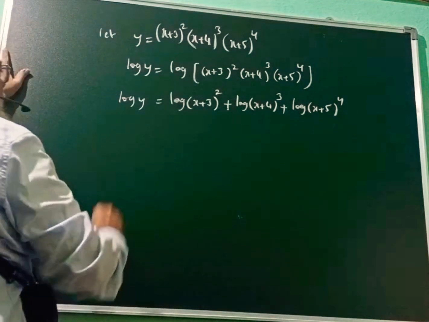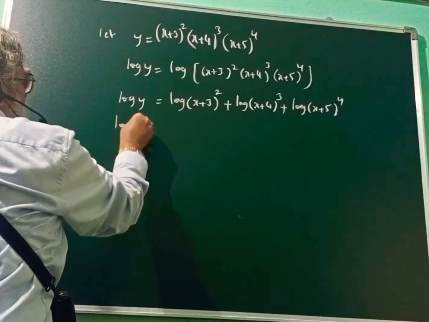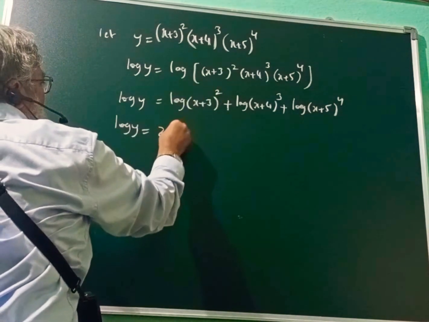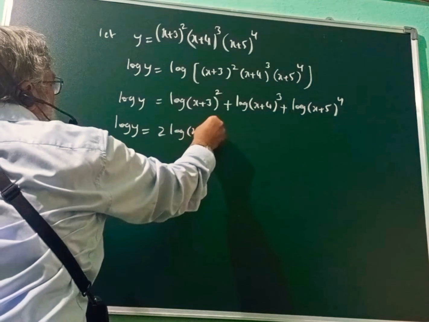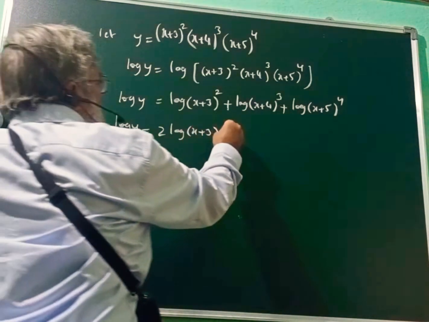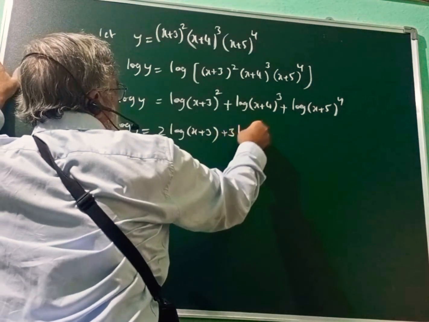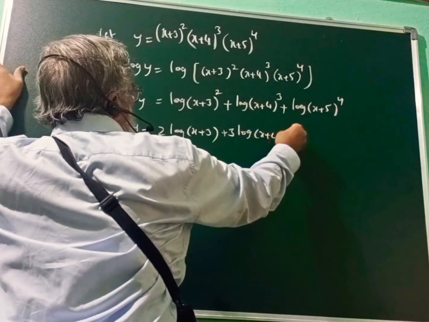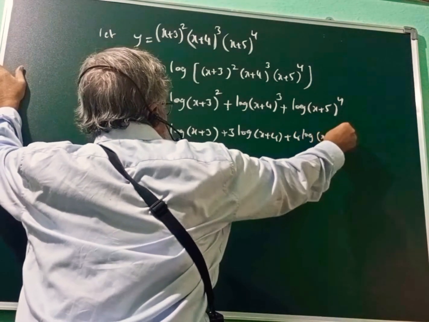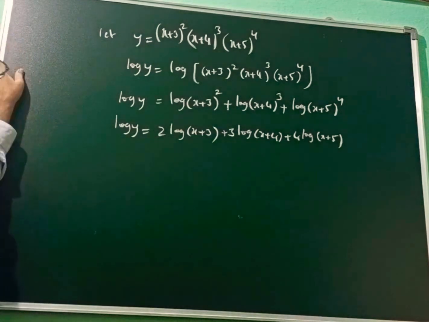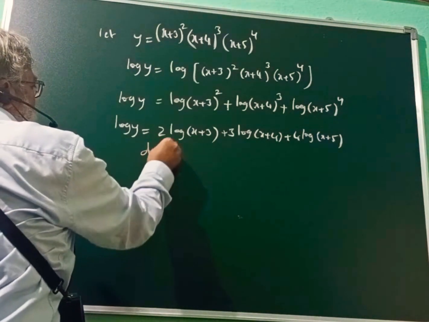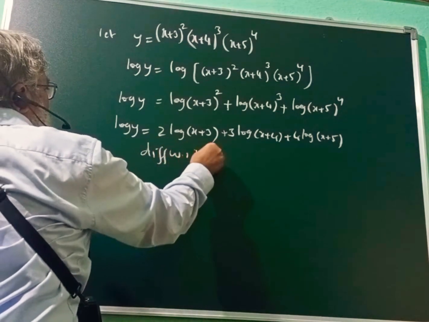Now here we can add one more step. Let us write log y. By the third formula of the log, we can write this as twice of log (x plus 3), and this will be plus 3 into log (x plus 4) plus 4 into log (x plus 5). Now it is ready for differentiation form. Differentiate with respect to x.